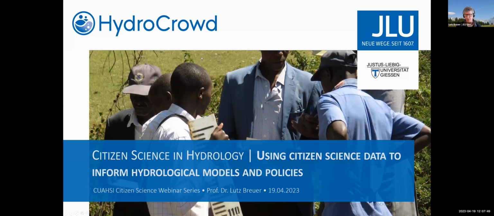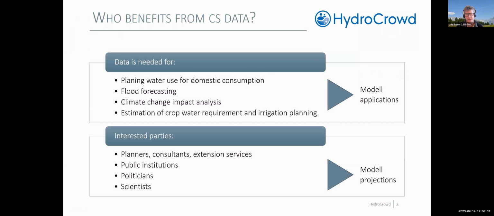Okay. So I'm going to talk about the opportunities of using citizen science data in hydrological models and give a final estimation or suggestion on where the limitations of these approaches are. The background of the study that I'm presenting is work that we're doing in Kenya at the moment, which started a couple of years ago.